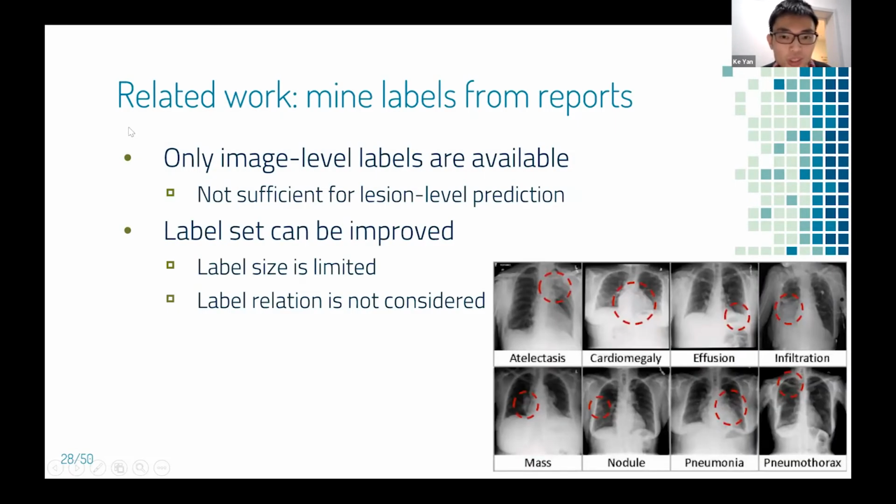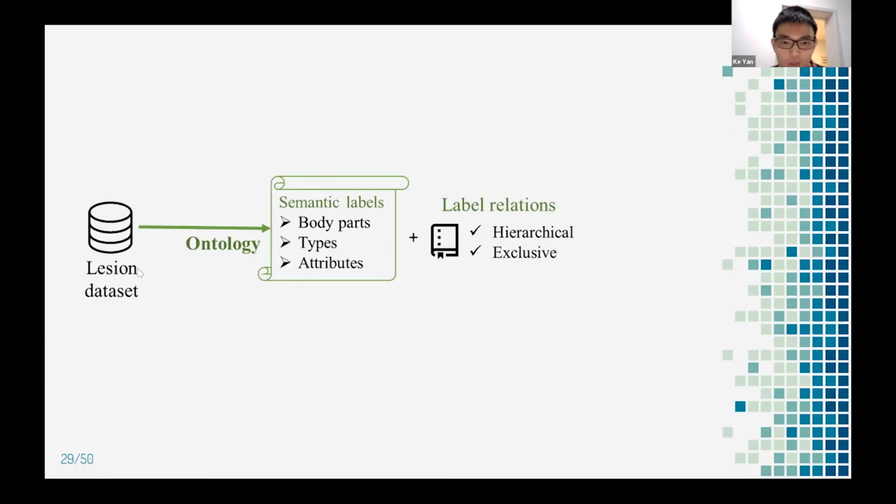There is some related work which also mines labels from reports. For example, in this X-ray task, the researchers mined the disease labels from the report. However, these are only image level labels, and in our task we want to find the lesion level labels, and we also want to find the relations of the labels. These are our novelties.